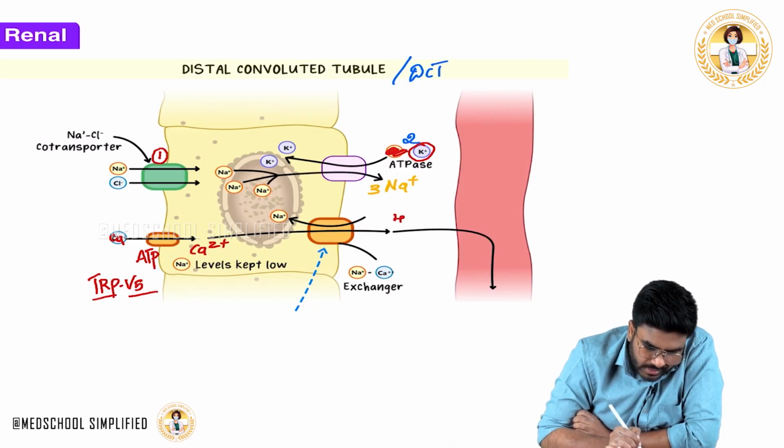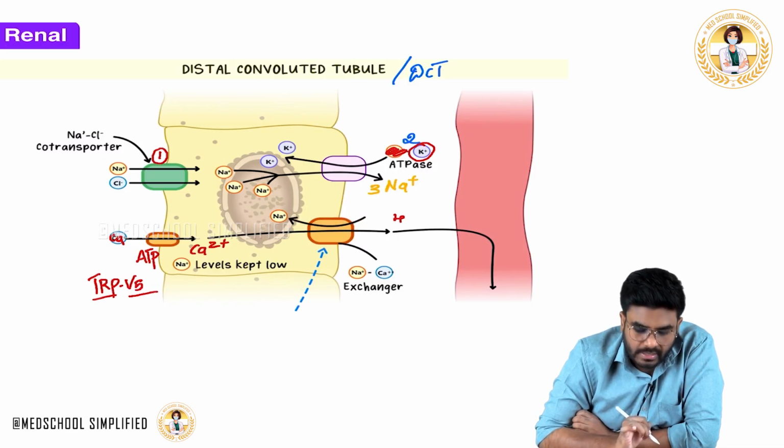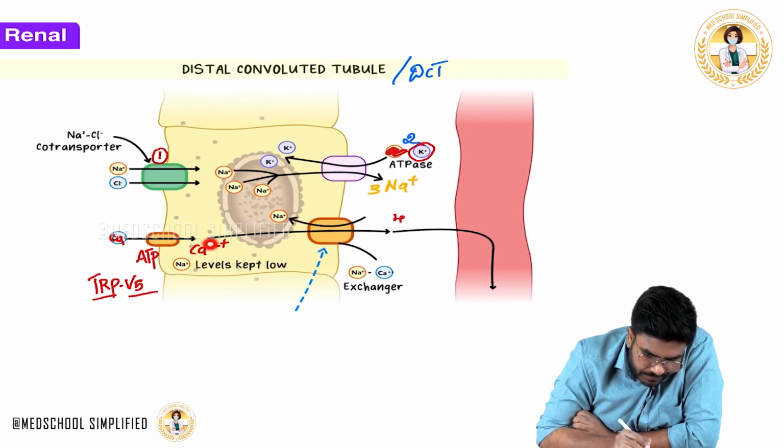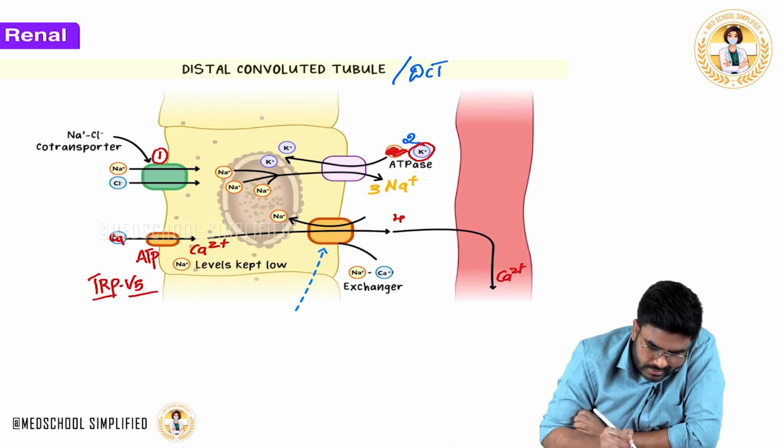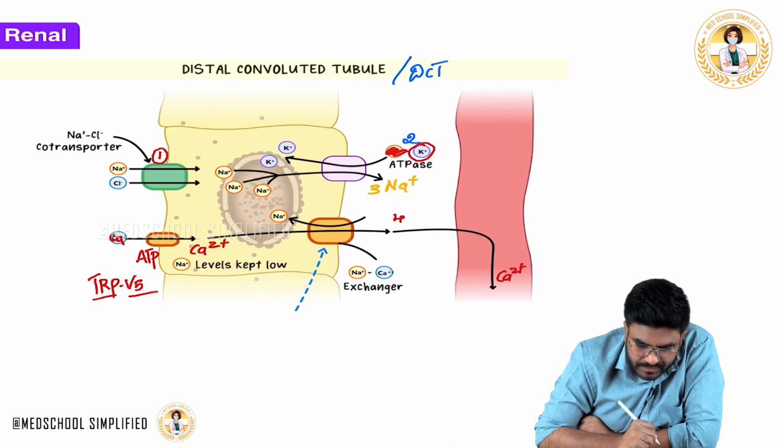The fourth one. What is this? Now see, it is taking the sodium into the cell. Now sodium is coming into the cell. At the same time, the calcium is going out of the cell. So can I call this an exchanger? Yes, this is an exchanger. Which exchanger? This is the sodium calcium exchanger.